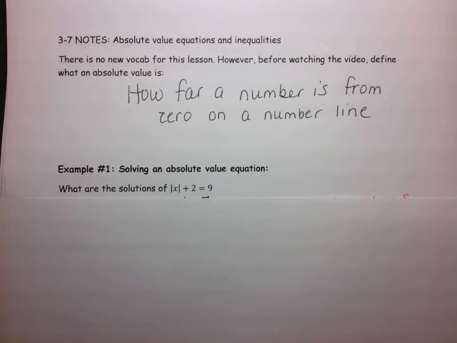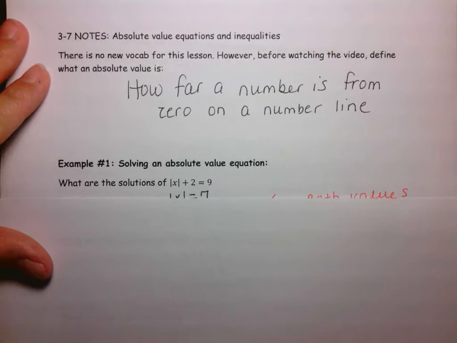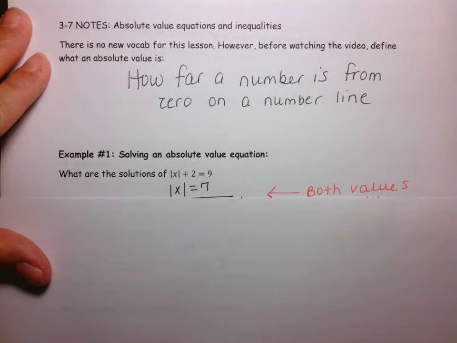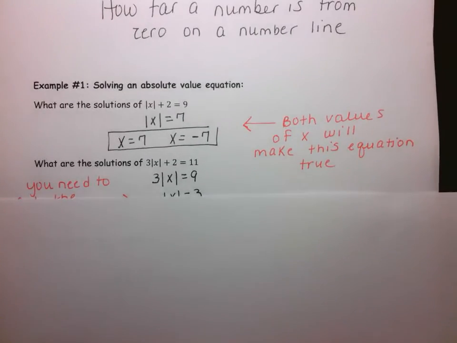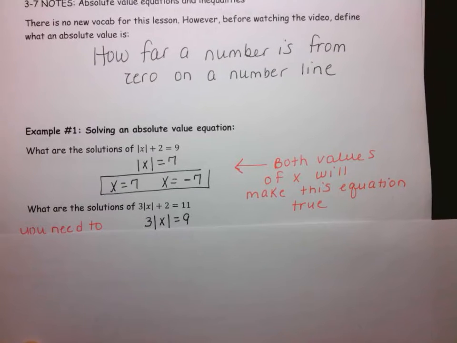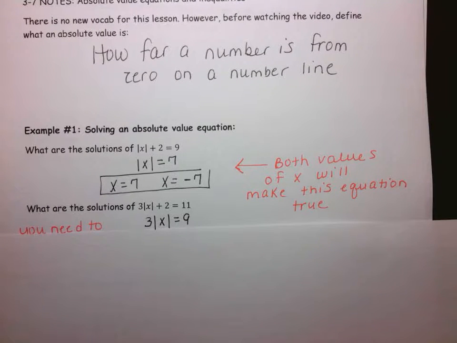So what would we do here? I want to get this plus 2 away from the absolute value of x. I want to isolate the absolute value. So what I'm going to do is subtract 2 from both sides. And once I subtract 2 from both sides, I get the absolute value of x equals 7. Well, now you have to think, what are the possible values of x? X can be 7 and x can be negative 7.